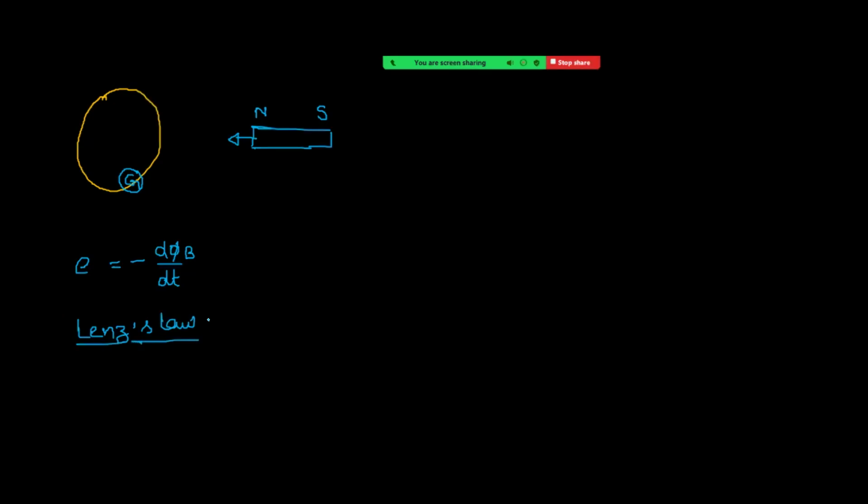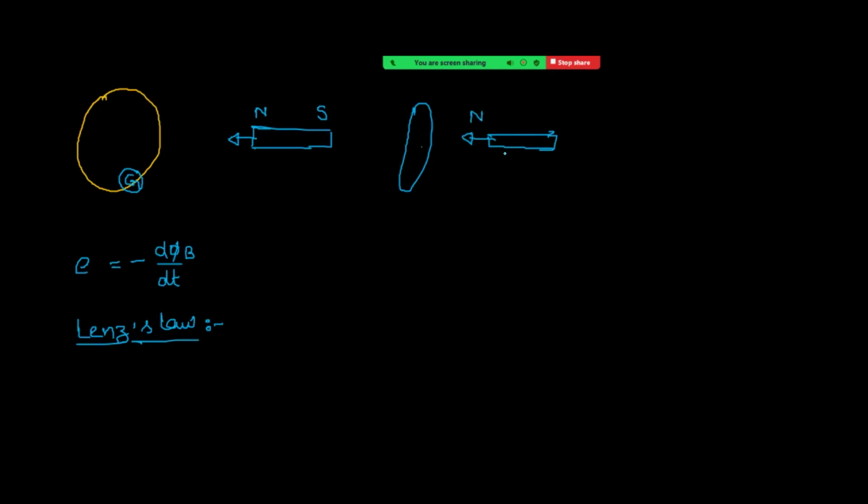Its only purpose is to specify the direction of induced current. And this is simply based on conservation of energy. Let us see in detail. So we have taken here one coil, right? This is one coil and this is now a magnet. Suppose the north pole is facing the coil.